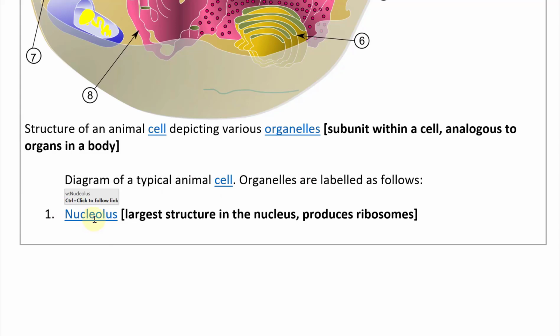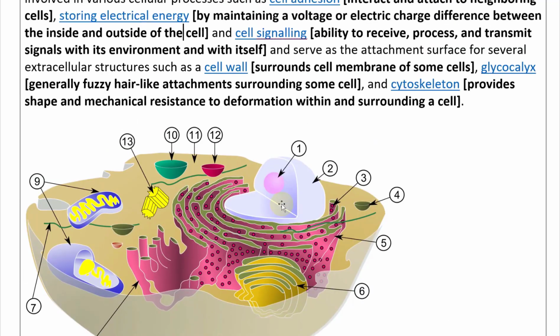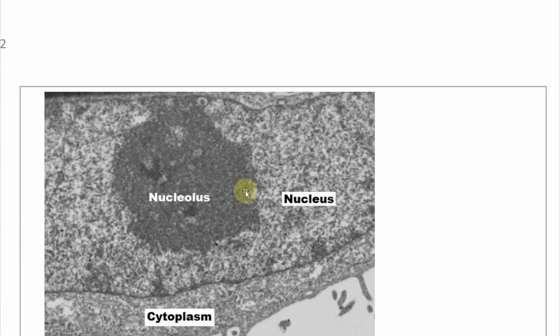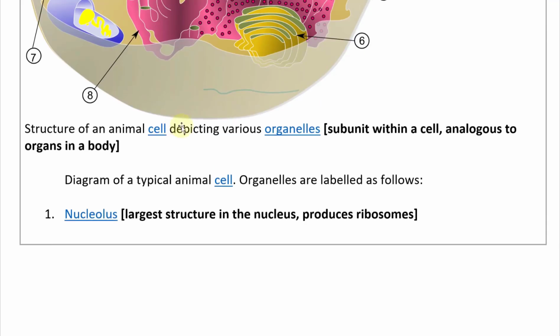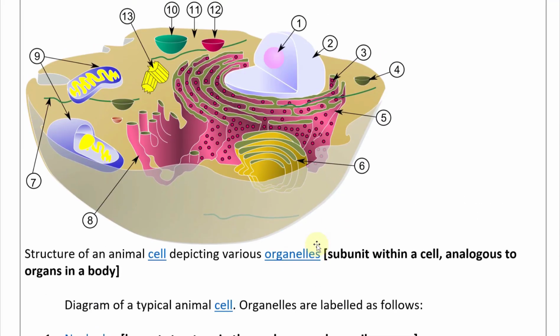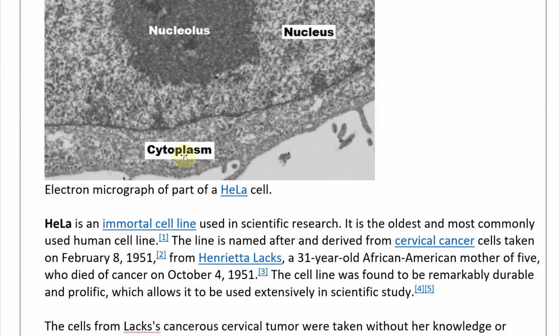So nucleolus, I think it's pronounced nucleolus or nucleolus. Let's try that again. So nucleolus. This is the largest structure in the nucleus, and it produces ribosomes. So this is number 1, inside the nucleus. So this number 2 should be the nucleus then. We're going over that soon. So there's the nucleolus, and then the nucleus is around it. The nucleolus is the largest structure inside, and it produces ribosomes, which I'll get to in a bit. And then there's the cytoplasm, which is everything but the nucleus that's outside.